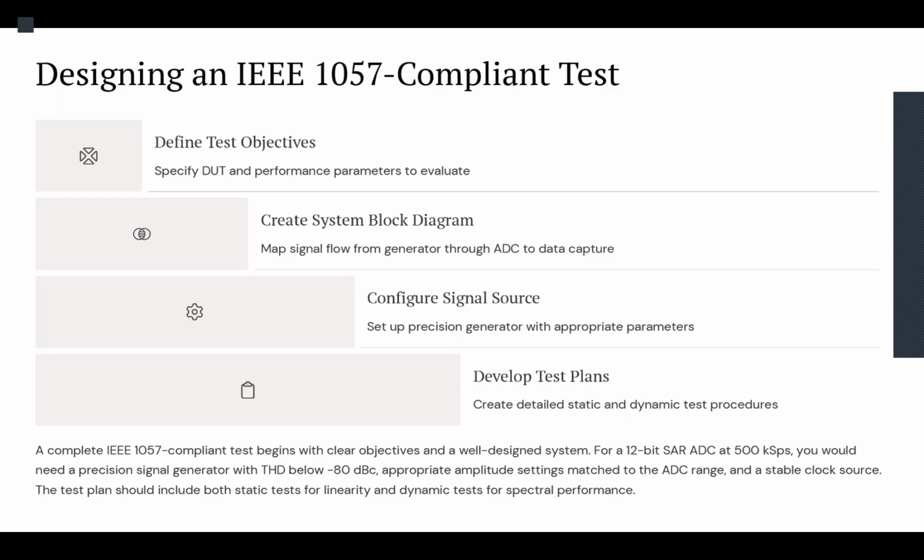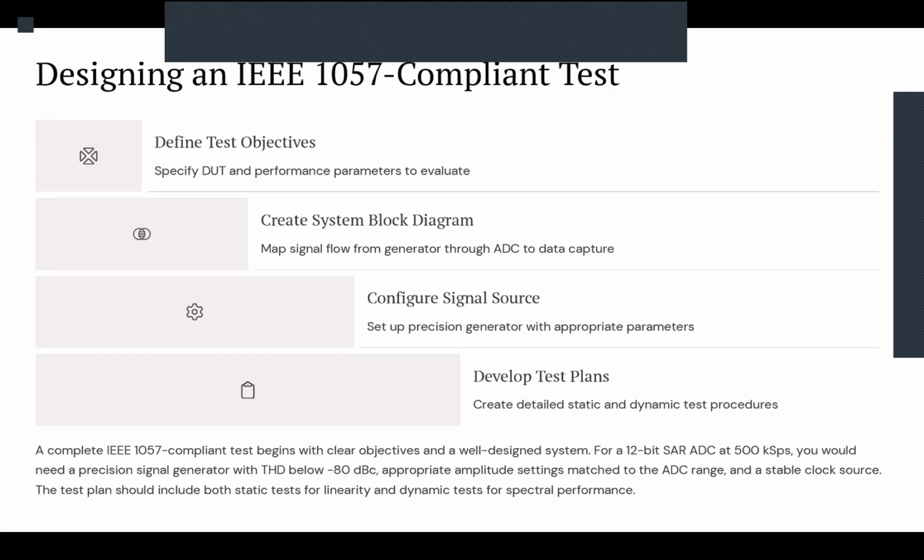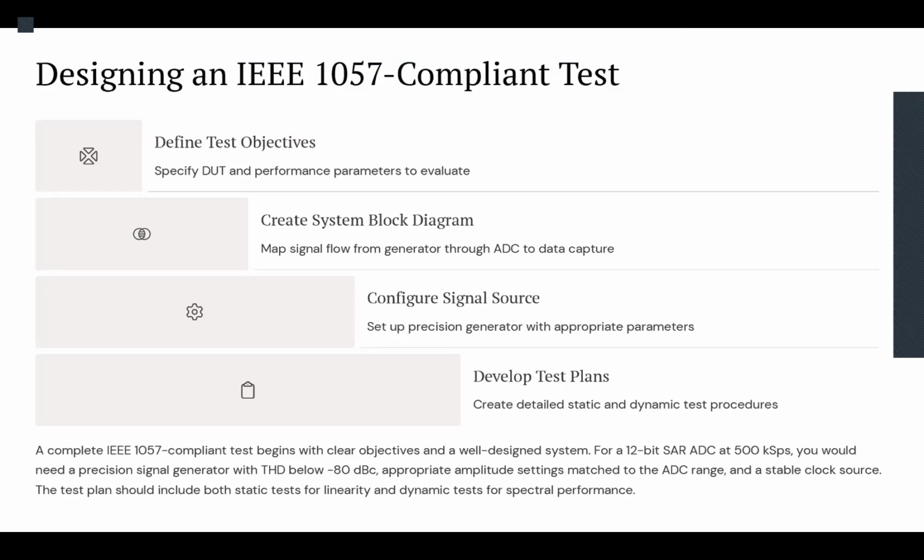When we have the map or the block diagram, then we need to configure a test signal source. For static testing, we use a high resolution DAC producing a clean ramp or step waveform. For dynamic testing, we use a precision sine wave generator with low THD, typically below minus 80 decibels.